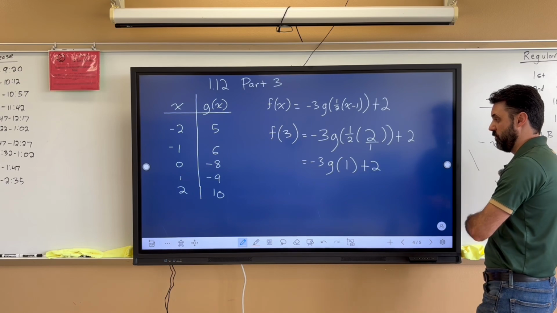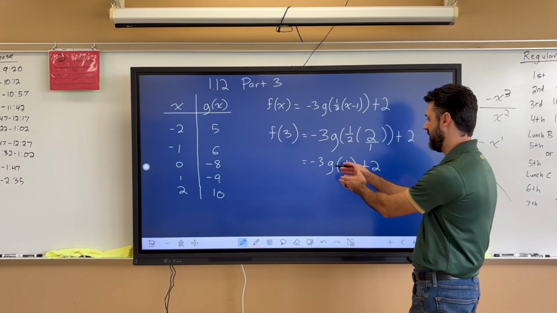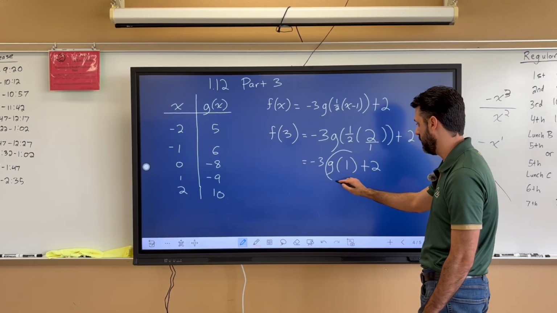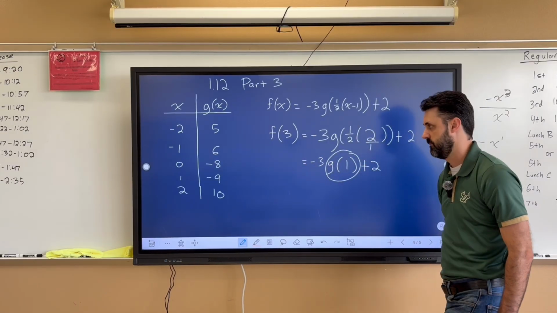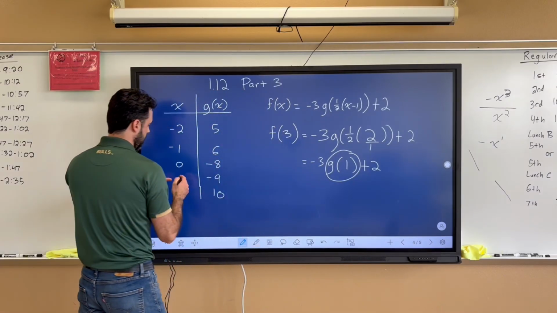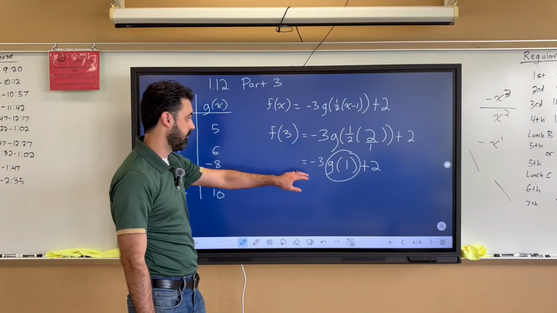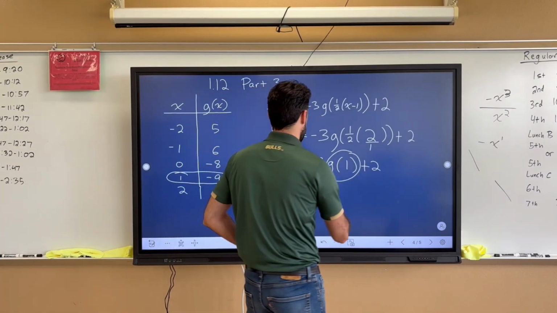Now, the next step, we need to actually figure out what g of 1 is. So I ignore that negative 3 for now. We're just going to figure out what g of 1 is from the table. All right, so in the table, when x is 1, g of x is negative 9. So we're going to replace g of 1 with negative 9.